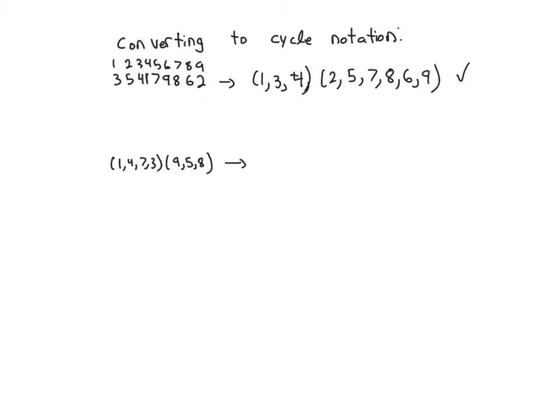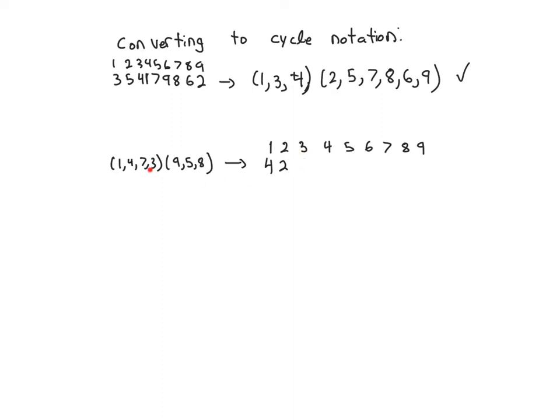Likewise, to convert back, I just have to ask myself, where does 1 go? Well, I look for 1 in the cycle notation. 1 appears here. What's to the right of 1? It's 4, so 1 goes to 4. You can, if you're actually doing this without writing the top row, the very next thing you'd ask is, where does 2 go? Since 2 doesn't appear, it must be a 1 cycle, so 2 goes to itself.